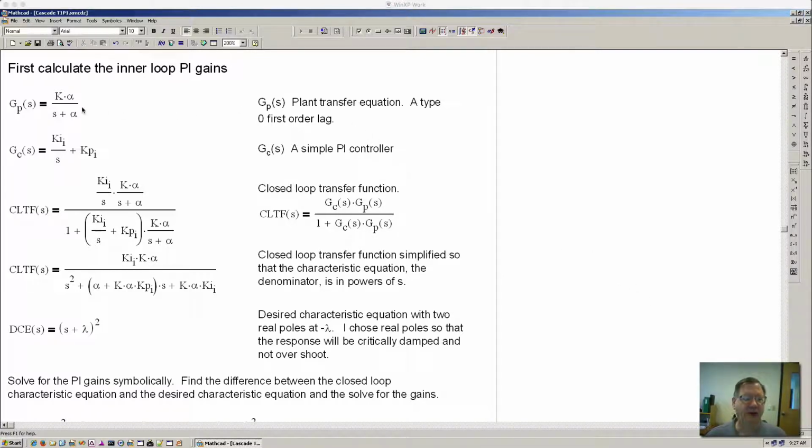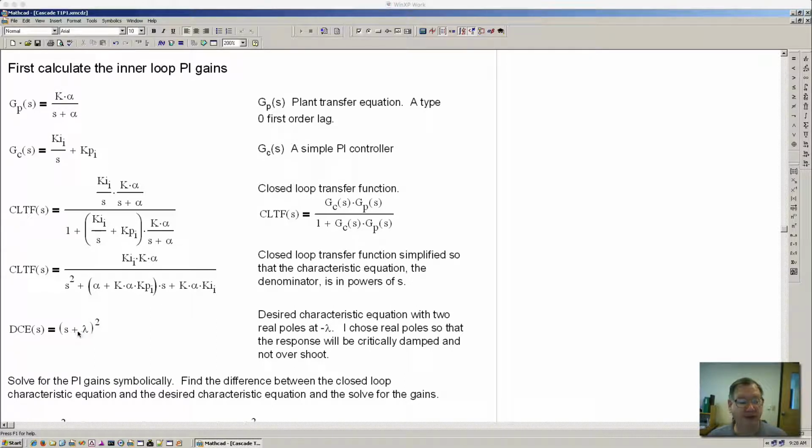So I'm going to start with the same open loop plant as before, and the same PI control. We're going to have the same closed loop transfer function, and make substitutions. And again, we're going to have only the integrator gain act on the error. The proportional gain is going to act on changes in the position, or actually changes in velocity. And then this is the simplified transfer function with the characteristic equation in the denominator. And this is the desired characteristic equation.